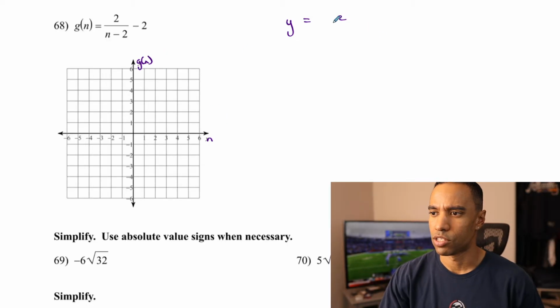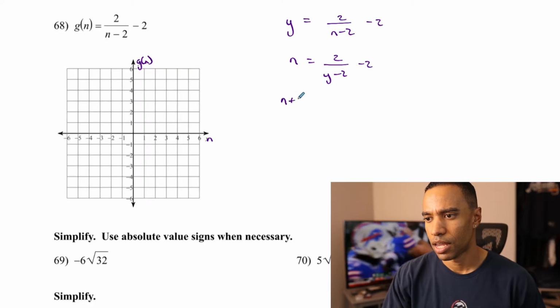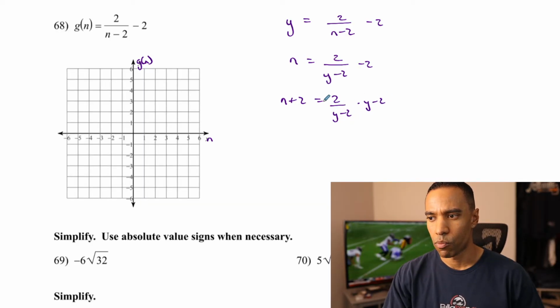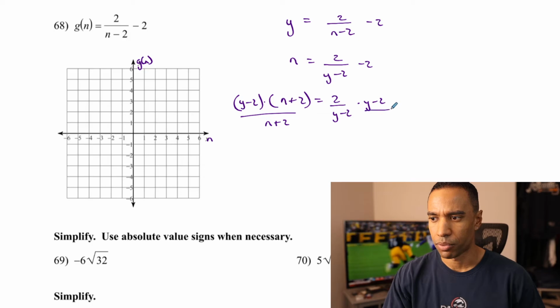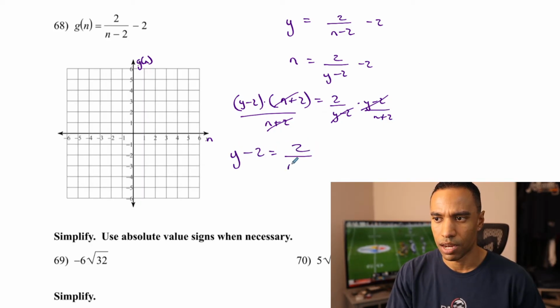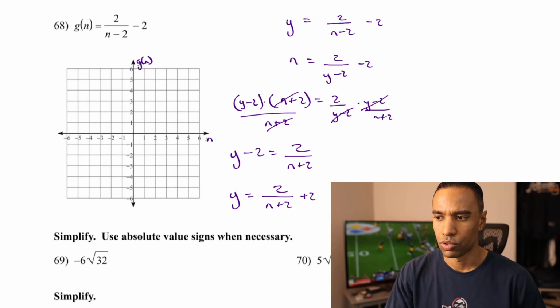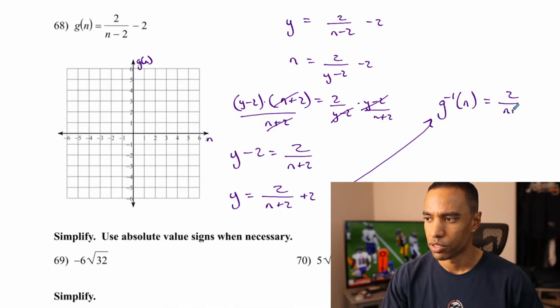All right, y equals 2 over n minus 2 minus 2. Let's swap n and y. N equals 2 over y minus 2 minus 2. Let's add 2 over. N plus 2 equals 2 over y minus 2. We're going to multiply both sides by y minus 2. And at the same time, let's divide both sides by n plus 2. So boom, boom, boom, boom. That basically they switch places. So y minus 2 equals 2 over n plus 2. And add 2 over, y equals 2 over n plus 2 plus 2. Or inverse of g of n equals 2 over n plus 2 plus 2.